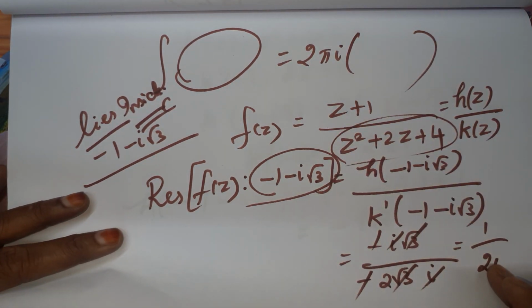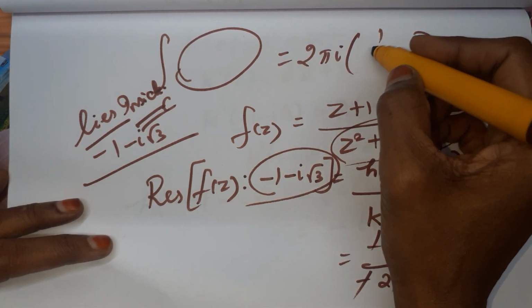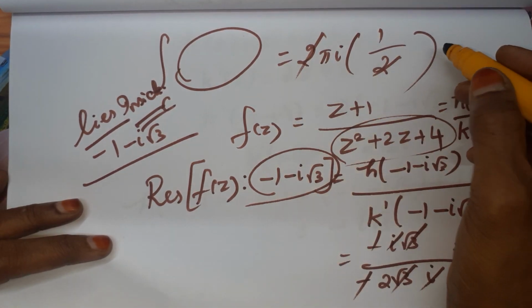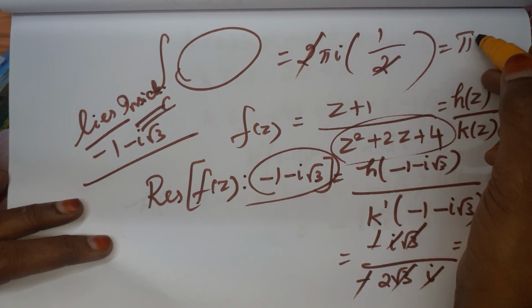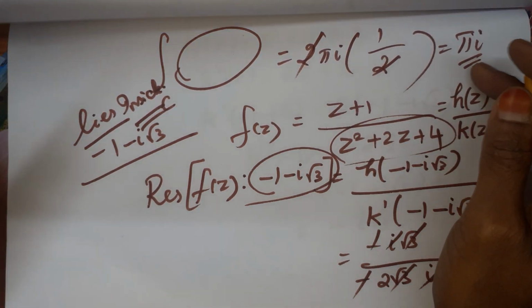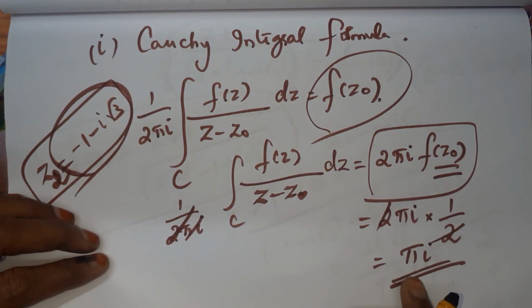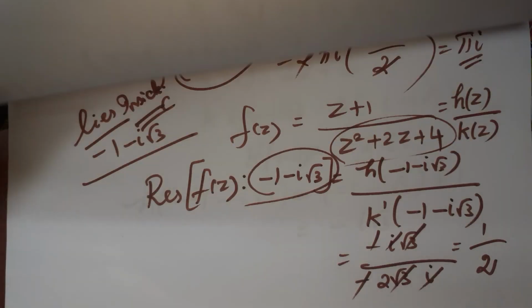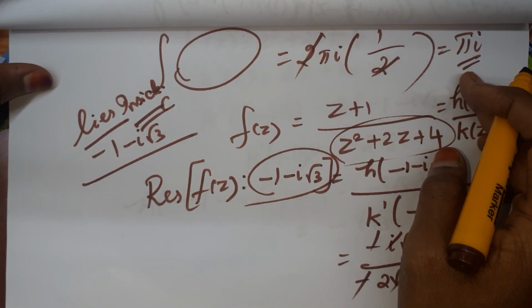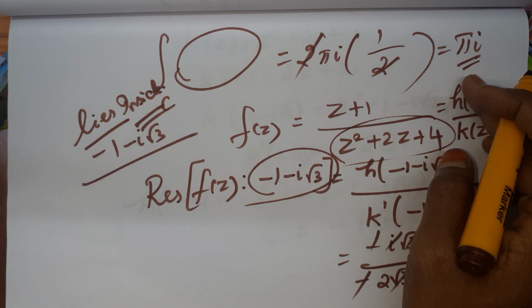Only one residue we have now. So 2 pi i into 1 by 2. The 2 is getting cancelled, so the answer is pi i. This answer we also got using the Cauchy integral formula, pi i. The same answer we are getting using the Cauchy residue theorem. Is it clear? Thank you.